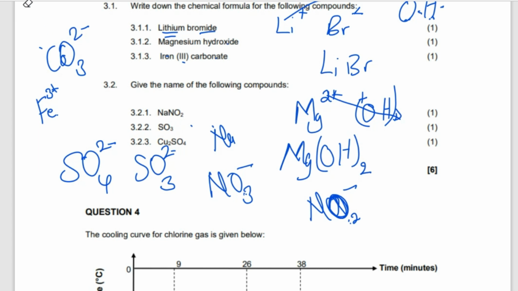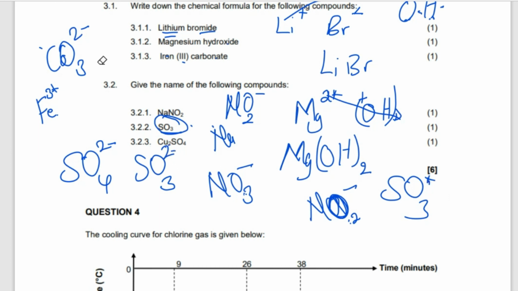Sodium nitrite. Why? Because of the radical which is being added. Please guys, first find out whether that is a radical or not a radical. And then this one, because this is a molecule, it's going to be sulfur trioxide. It doesn't have any charge. Yes, so it becomes sulfur trioxide.